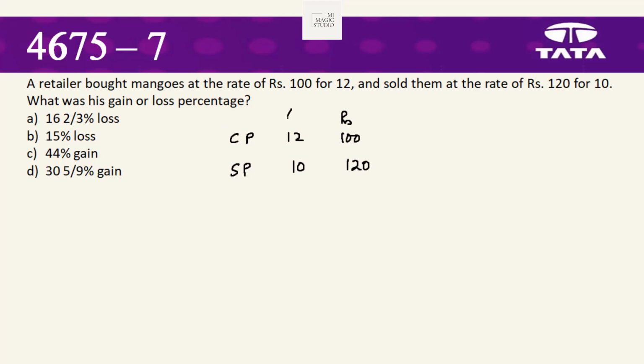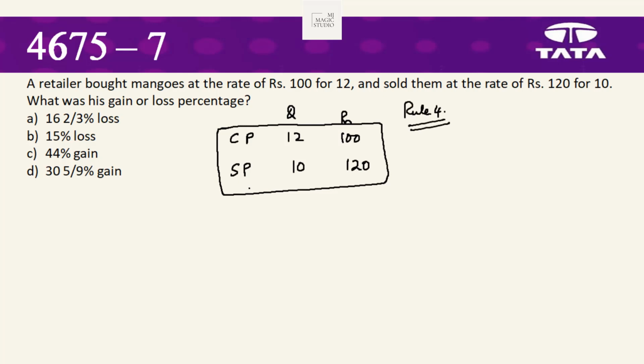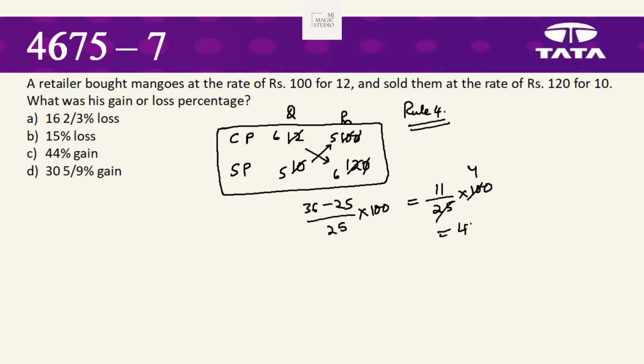Once we have drafted like this, we can use our rule 4, debt rule, straight away to find profit or loss percentage. First, the common factors can be deleted. This is 6, 5, and this will become 5, 6. Now 6 into 6, 36, minus 5 into 5, 25, by 25 into 100. This is the profit or loss percentage. That is 11 by 25 into 100, 44% gain.